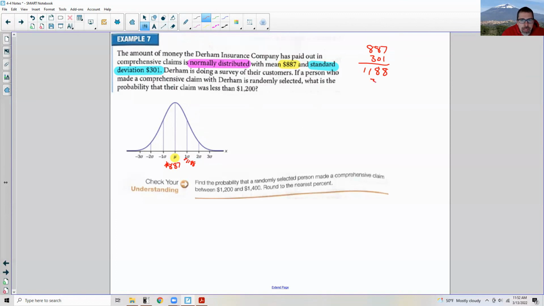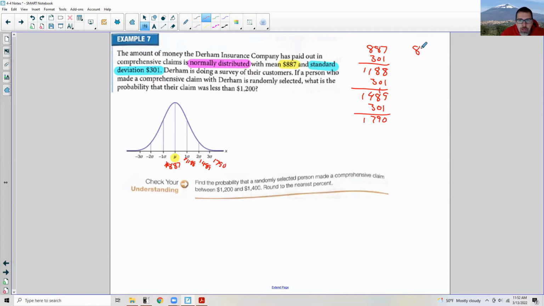And if I do it again, it's 301 more, 1,489. Now we're at 1,489 for 2 standard deviations out. And then one more time, I'll go up 3. 9 and 1 is 10. 8, 9, 7, 1. So this is 1,790.